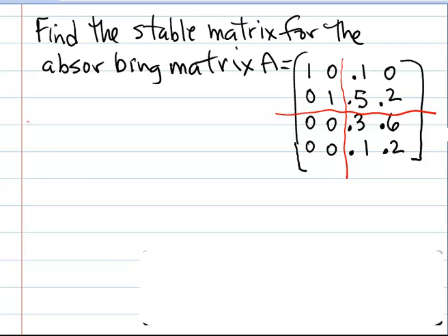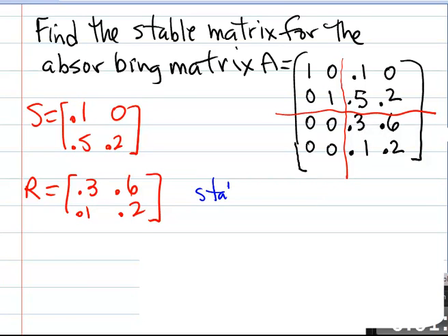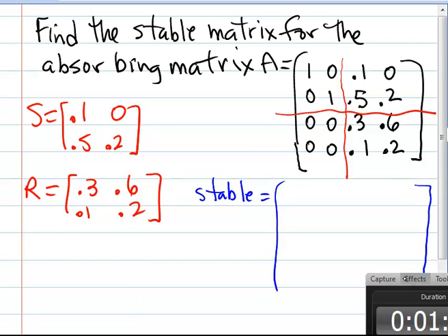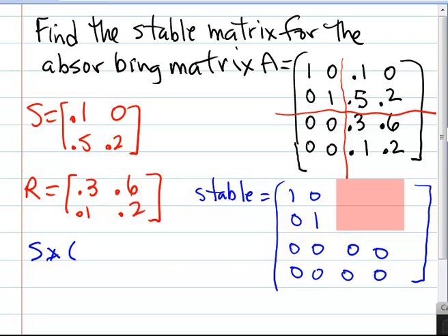This identifies two matrices, S and R. Now the stable matrix is going to be a 4x4 matrix with the identity in the top left corner, zeros all the way across the bottom, and then in this top corner right here I have to make the calculation S times (I minus R) inverse. That's what's going up in the top corner.